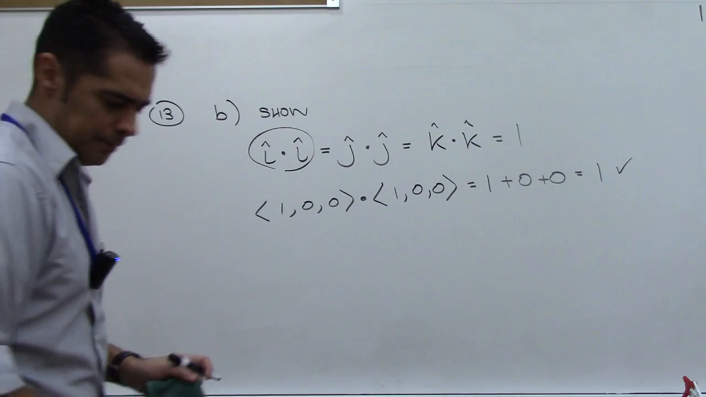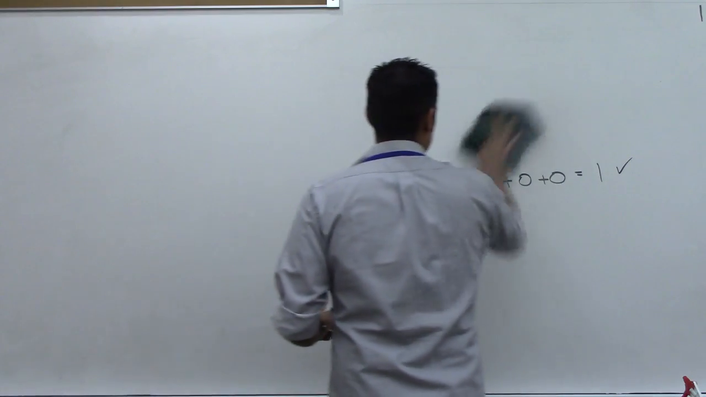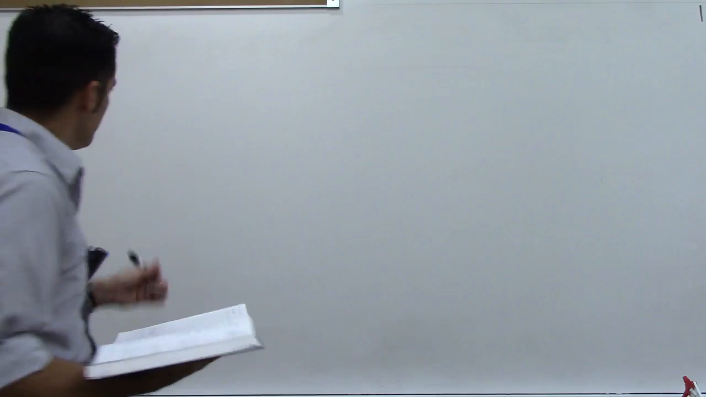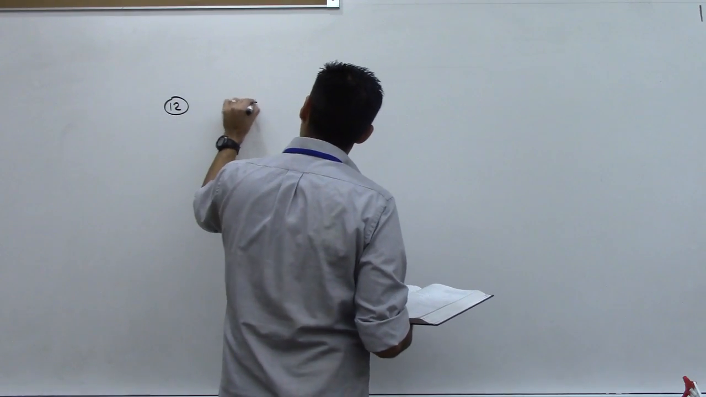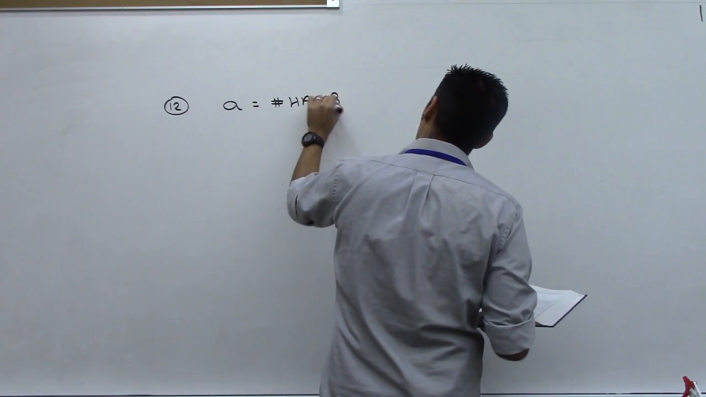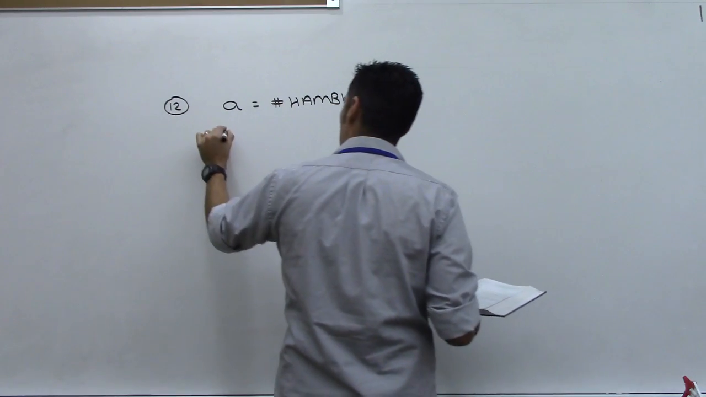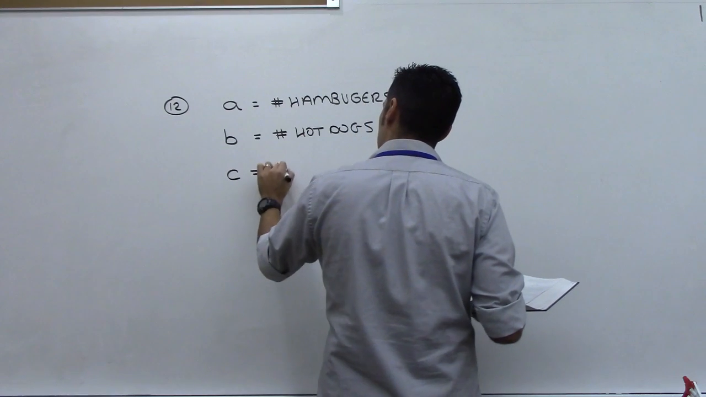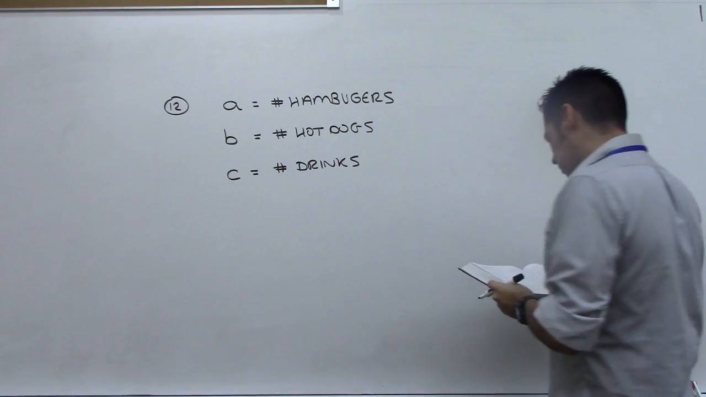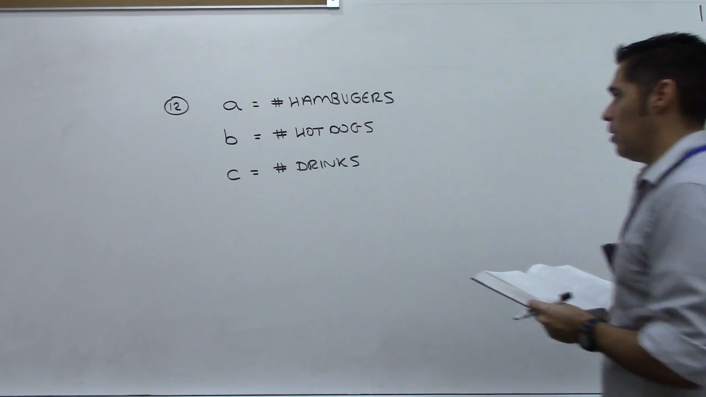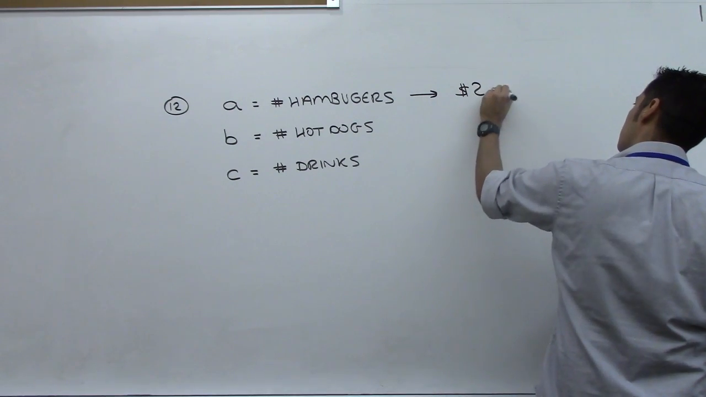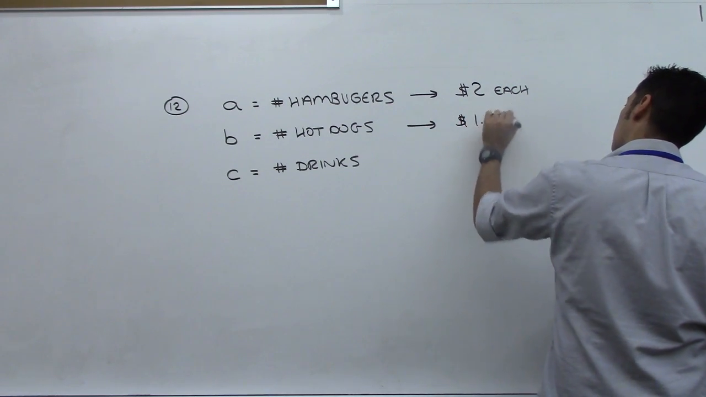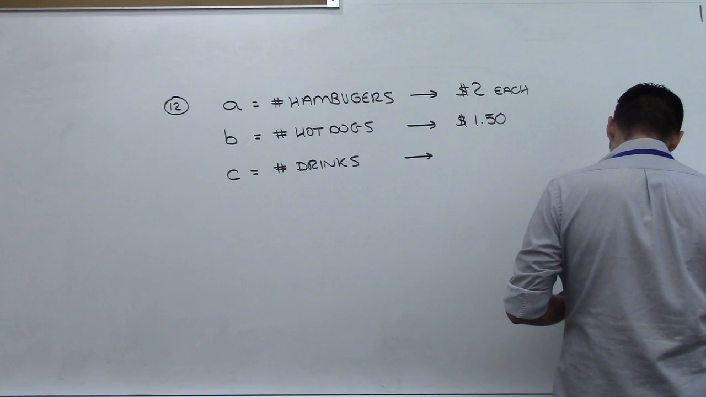All right, let's look at 14. 14 looks like a word problem. It says, a street vendor sells A hamburgers. So A is the number of hamburgers that are sold, B hot dogs, and C is the number of soft drinks. I'm just going to put number of drinks. He charges $2 for a hamburger, $2 each. He charges $1.50 for a hot dog, and charges $1 for a drink.